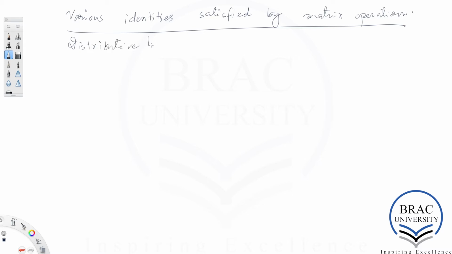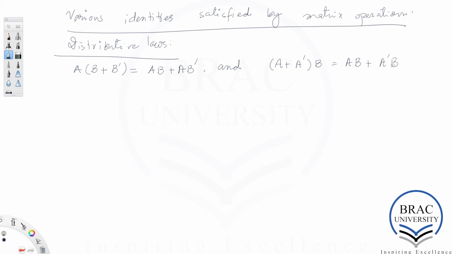Distributive laws. Okay. A times (B plus B prime) is going to be A times B plus A times B prime, and (A plus A prime) times B is equal to AB plus A prime B. Let us number this matrix equation as 1.